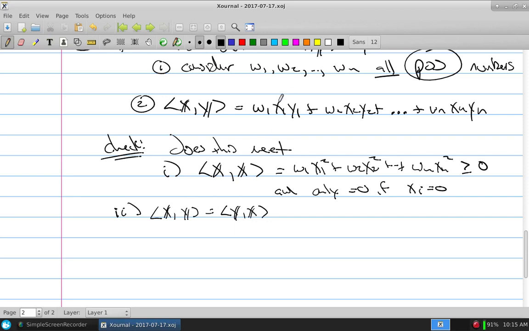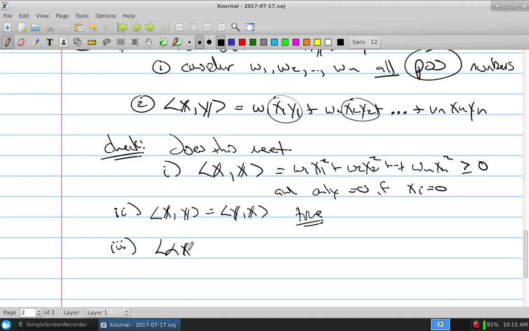Well, let's look at this. What is the only thing that's doing? Flipping those orders. Am I allowed to flip those orders? Yep. And so this is also true, because x1, y1 is the same thing as y1, x1. So they're equal.